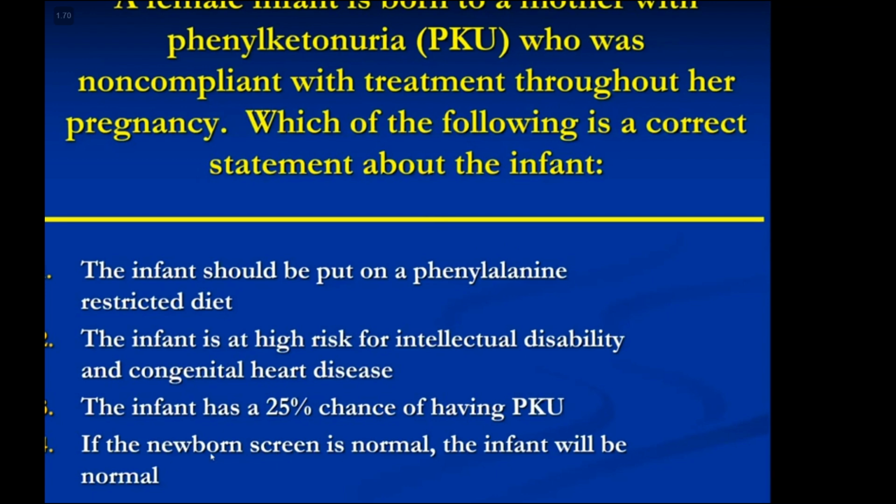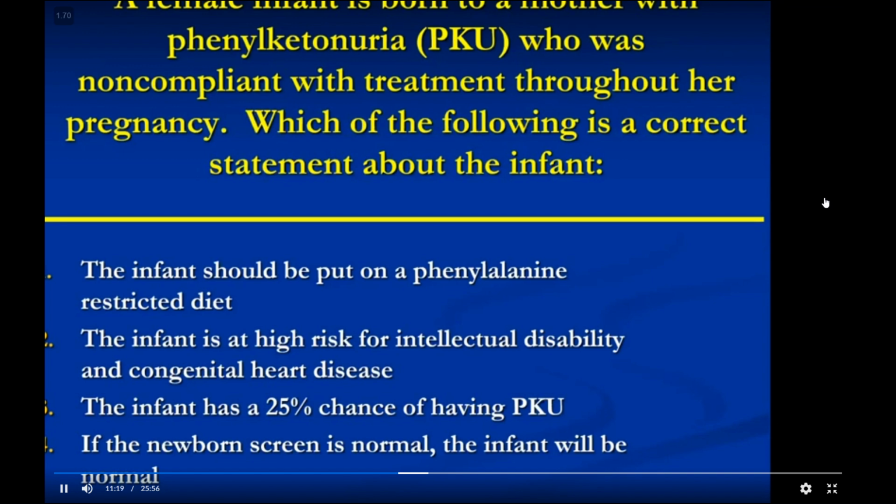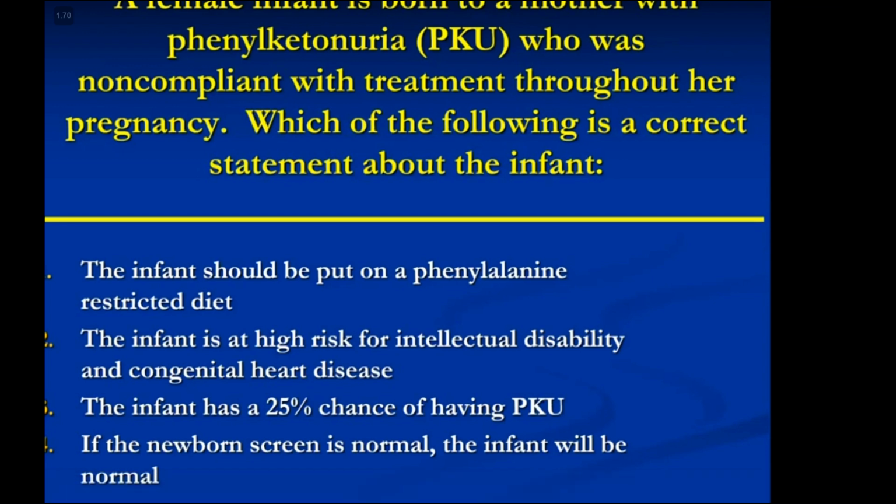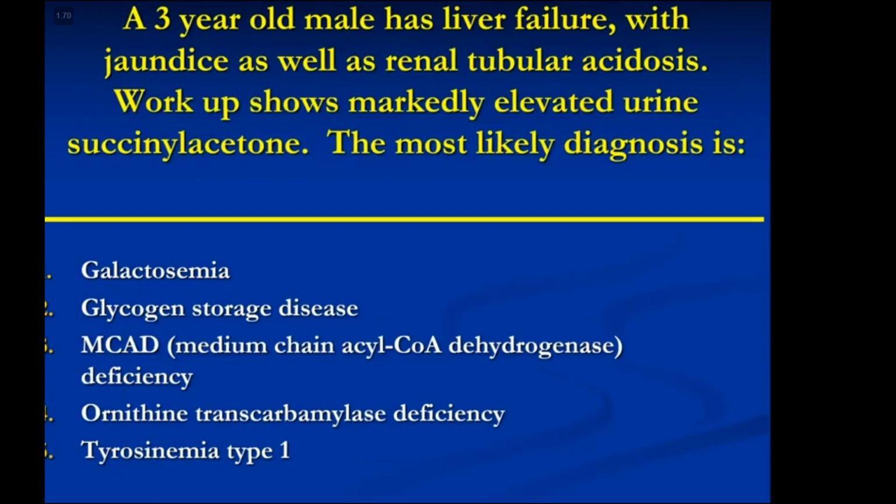And then number 4, if the newborn screening is normal, the infant will be normal. So it turns out that the newborn screening oftentimes clears amino acids, so it won't necessarily catch the mom's phenylalanine level. And so most of the time the newborn screen will be normal on these patients, but the infant may not be. The infant may not be affected by regular PKU, but may have maternal PKU, which is basically permanent and untreatable, unfortunately. I mean, the congenital heart disease is obviously treatable sometimes, but that's the answer. So that was good. Here's the next question.